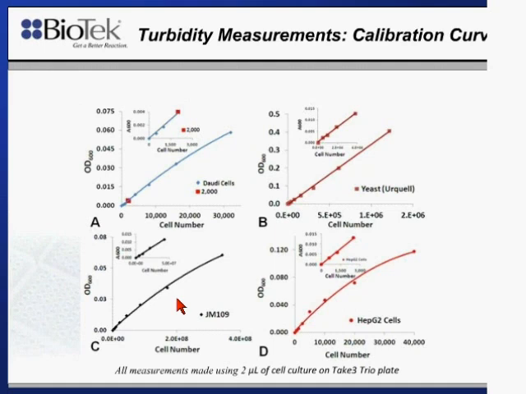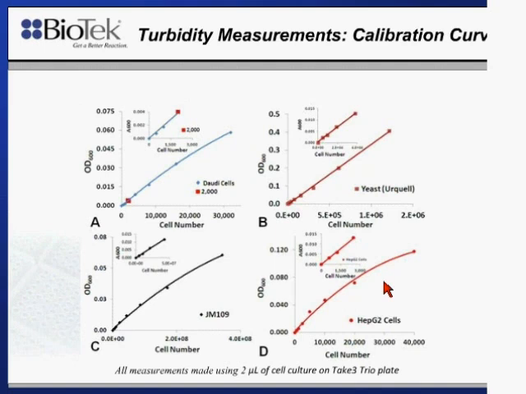Again, you'll see that with HepG2 cells, which are an immortal cancer cell line, and again, all of these we can run a calibration curve. Once we have that calibration curve, then we can simply take an absorbance measurement at 600, and then we can utilize our curves to determine what the concentration is of that culture at any time.